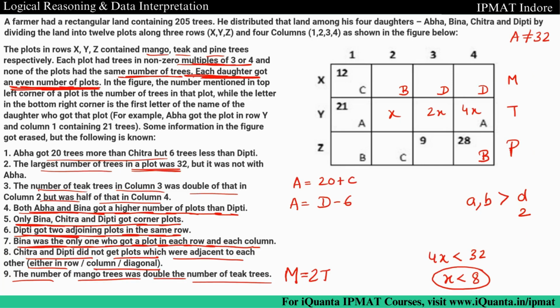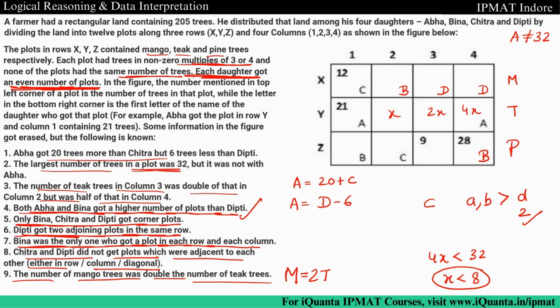Now let us talk about the number of plots with A, B, C, D. So for D we have two plots for sure, right? So we need to decide the number of plots for A, B, C. So let me write C also over here. Now D has two plots. In one of the clues we were given that the fourth one, both Abha and Beena got a higher number of plots than Dipti. So Abha and Beena will get more than two plots, okay? Because Dipti has two plots.